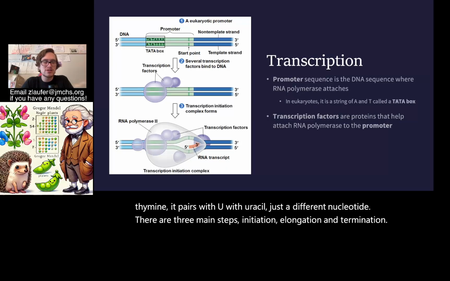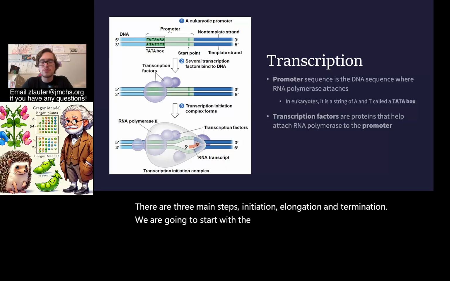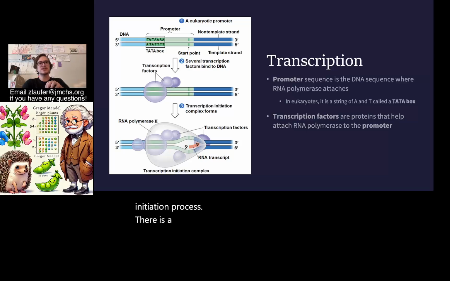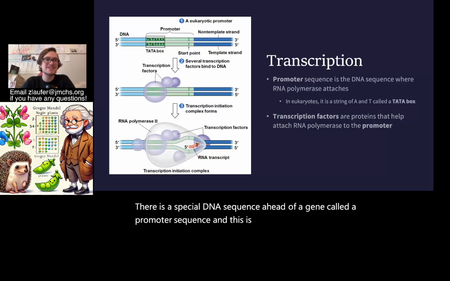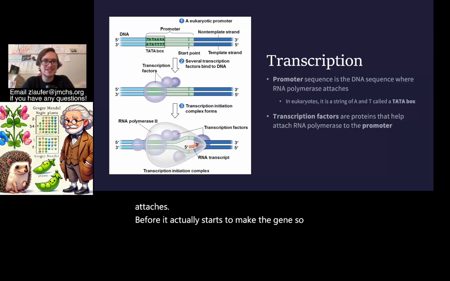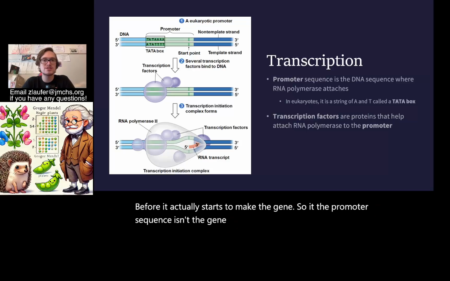We are going to start with the initiation process. So in the initiation process, there is a special DNA sequence ahead of a gene called a promoter sequence. And this is where RNA polymerase actually attaches before it actually starts to make the gene. So the promoter sequence isn't the gene itself. It's just indicating kind of the start point of the gene.